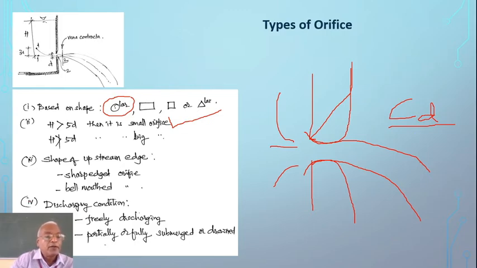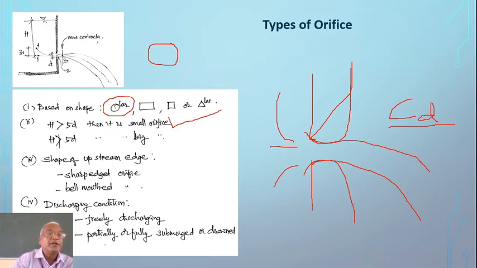Okay, now the fourth classification, discharging conditions. It's a free discharge and partially or fully submerged or drowned. Here the opening is there. I'll try to draw it here. There is an opening here, and then inside liquid, if it comes below, then it is no more an orifice. Already I have told you, right?